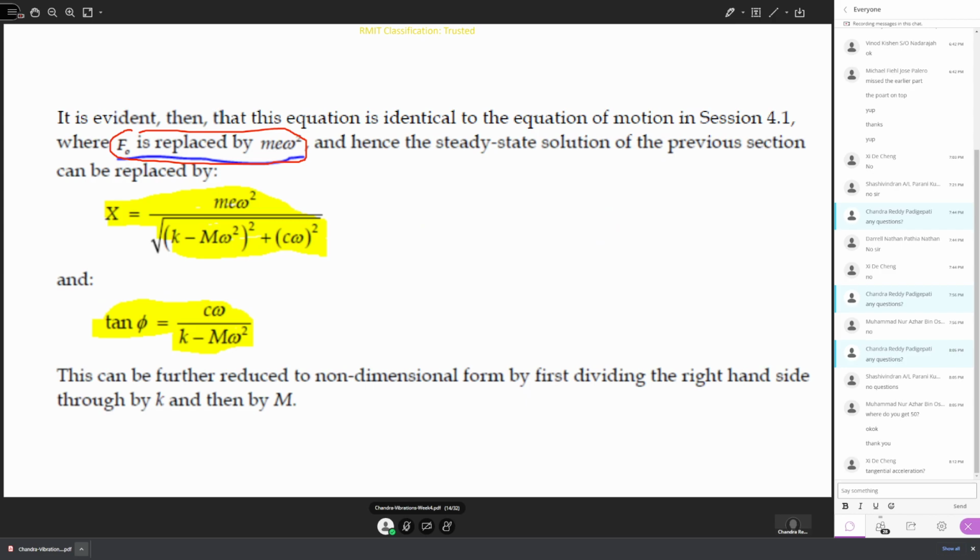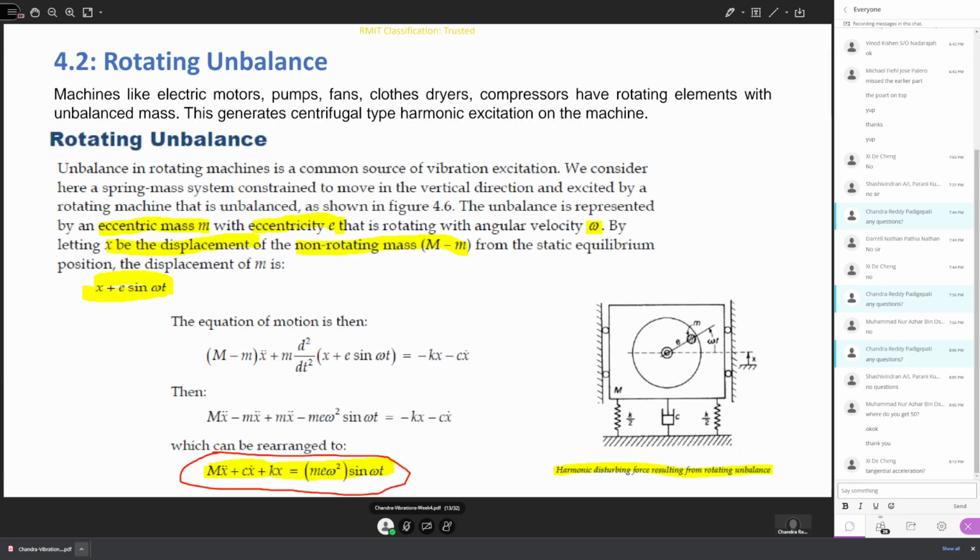So we can write the amplitude, the magnitude of the displacement x, like this. These equations we have seen earlier. Then the phase can be written like this. So we can treat this system as a simple damped and forced vibratory system.